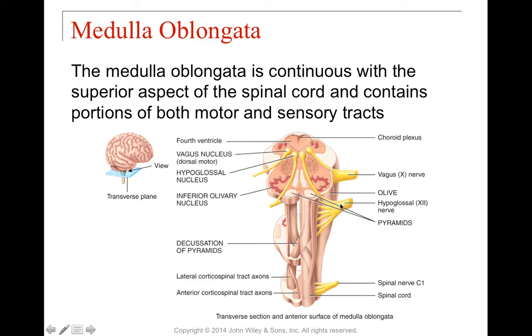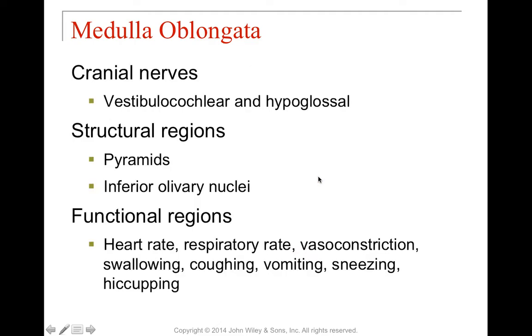All of those nerves are going to be numbered 1 through 10, but they're going to be numbered in Roman numerals. Okay, so some of the cranial nerves we talk about are going to be the vestibulocochlear and the hypoglossal. We'll also talk about the optic nerve and the olfactory nerve. All of these are different cranial nerves. So the cranial nerves that come out of the medulla oblongata are going to be the vestibulocochlear and the hypoglossal nerves.